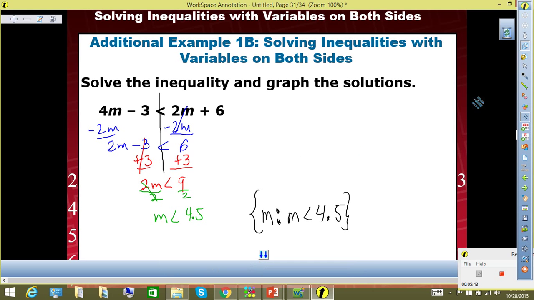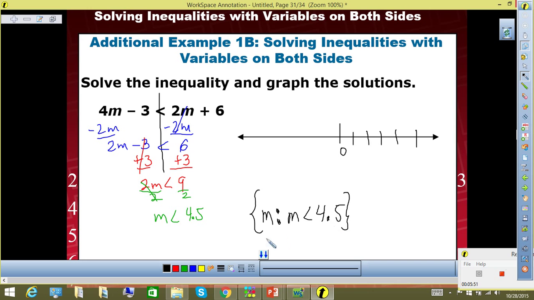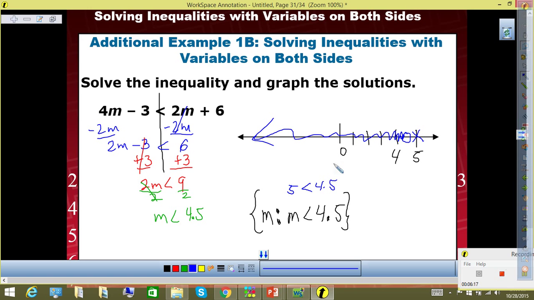In our graph, 0. You got 1, 2, 3, 4, 5. Here's 4, here's 5. 4.5 is in between those two. Is it an open or closed point? Open. And which one do you want me to test? 5 or 4? 5, okay. What is 5 less than 4.5? No, it didn't work that way, so therefore we shade to the left. How we doing? Okay. Let's do another one.